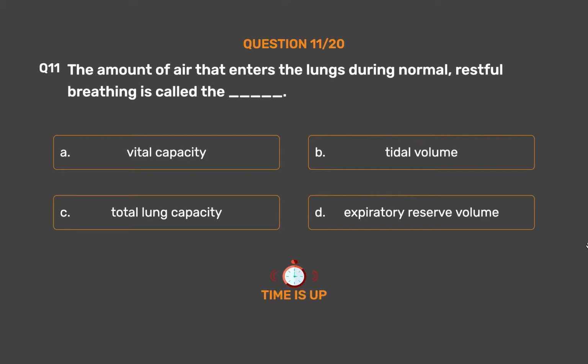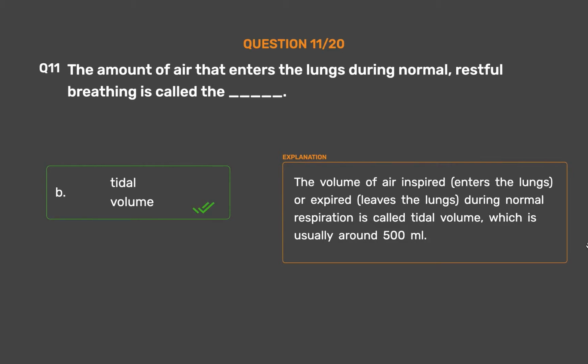The correct answer is option B. Tidal volume. The volume of air inspired that enters the lungs, or expired that leaves the lungs, during normal respiration is called tidal volume, which is usually around 500 milliliters.